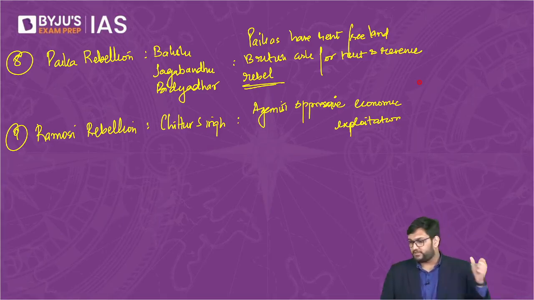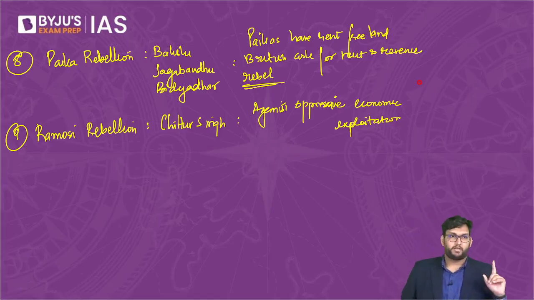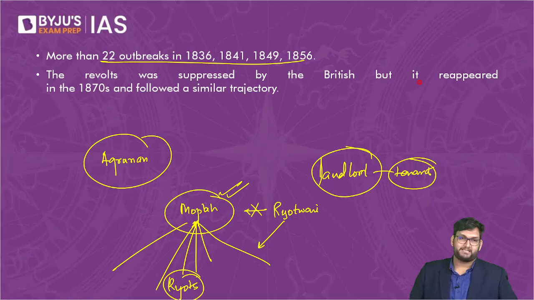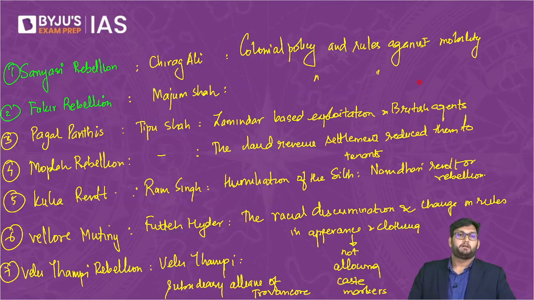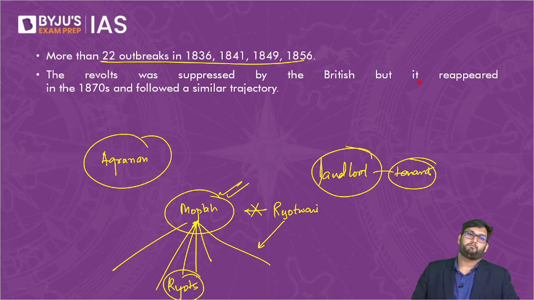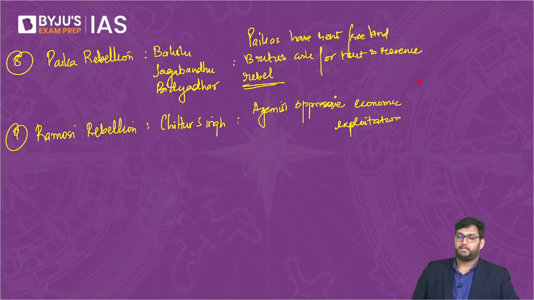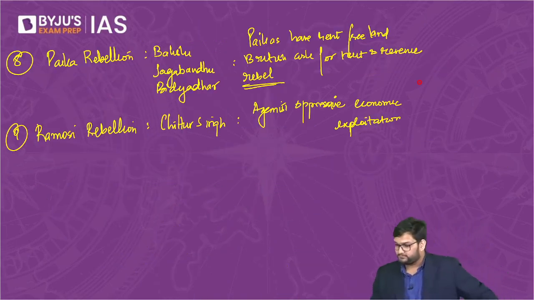Can I consolidate this area by giving you one question and we can then basically move on? Yes? Great. So again, repeating for anybody who has not been listening, Sannyasi, Fakir, Pagalpanthi, Mopla, Kuka, Vellore, Veluthampi, Chirag Ali, Majnun Shah, Tipu Shah, Ram Singh, Futeh Haider, Veluthampi, and thereafter Jagbandhu Vidyadhar and Chittoor Singh. Okay.